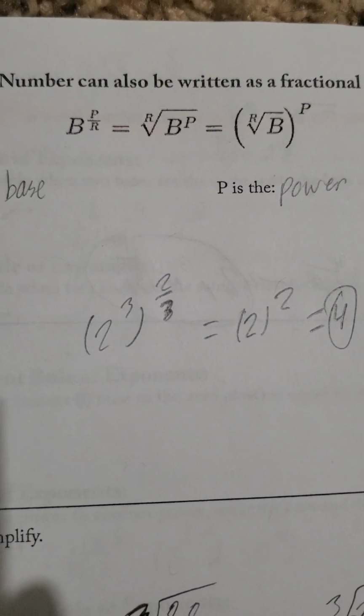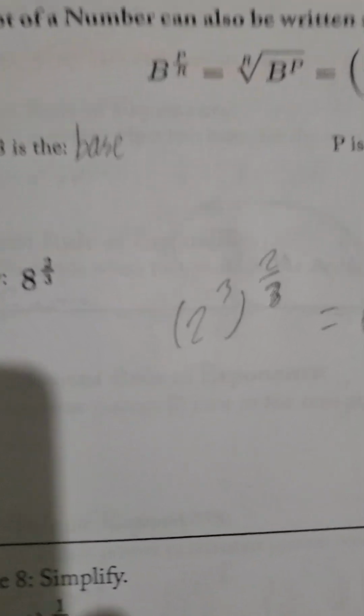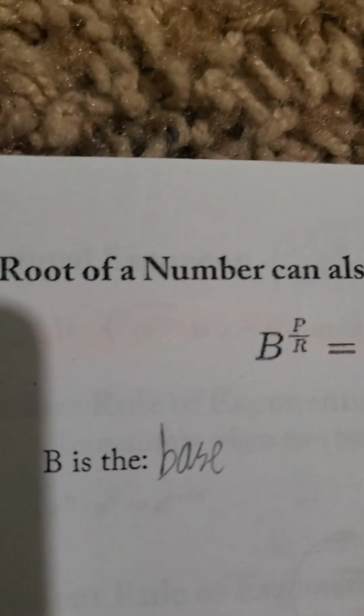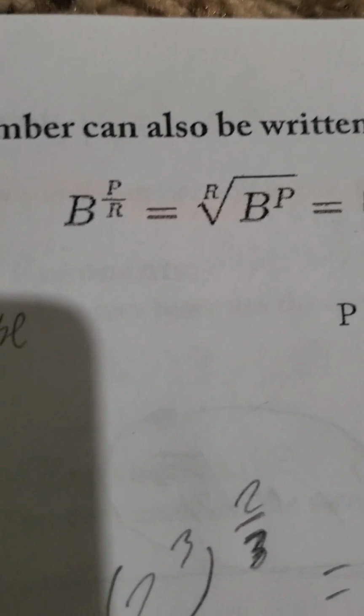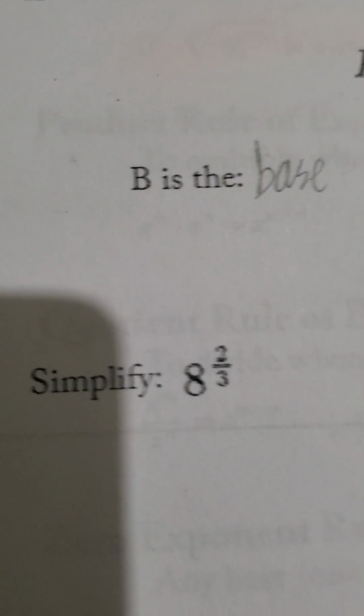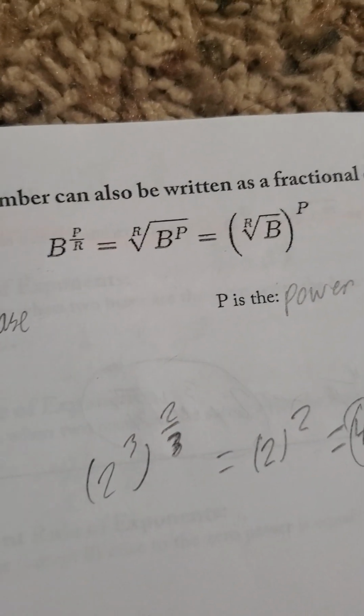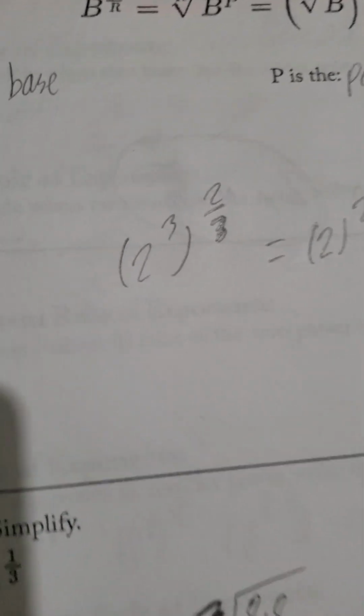This rule. Don't freak out. This is my example. So we have b to the p over r equals the r root of b to the p, where b is the base, p is the power, and r is the root. This should all probably make sense. And yeah, so here's our first one.